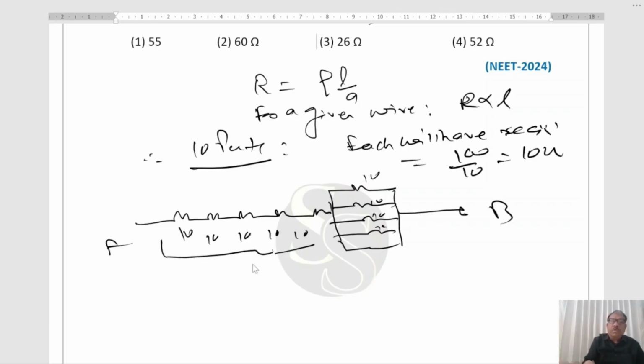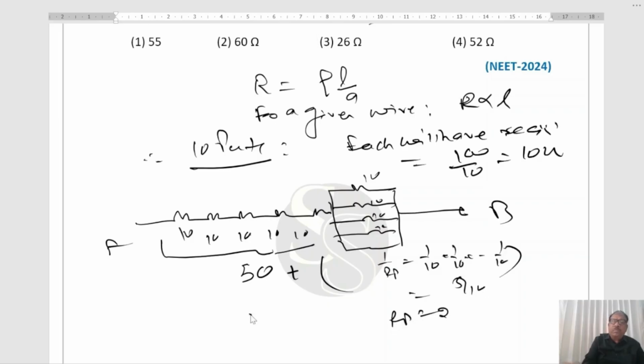So this will be 50 plus. Thus, 1 by Rp will be equal to 1 by 10 plus 1 by 10 plus 1 by 10, so this comes to 5 by 10. Rp will come to 2 ohm. So 50 plus 2, 52 ohm. This is the answer, right? Fourth answer. But I will explain now additional information related to this question.